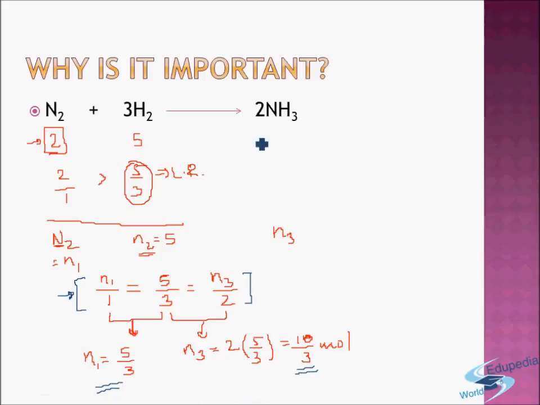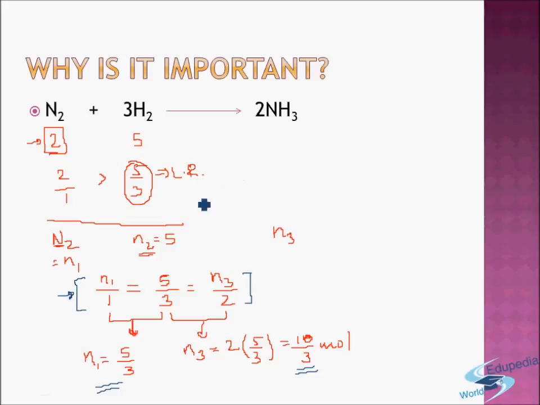If you try and calculate the amount of ammonia formed using initial moles of nitrogen, that is 2, the answer you will get is wrong. The answer which you will get in that case will be wrong. So you always have to calculate the amount of product from the amount of limiting reagent, not the amount of excess reagent.